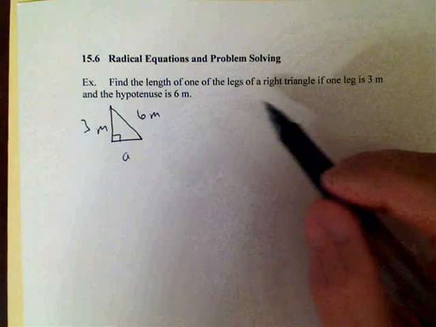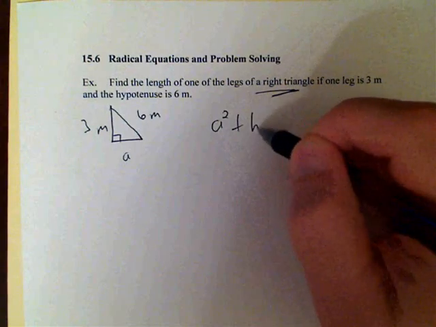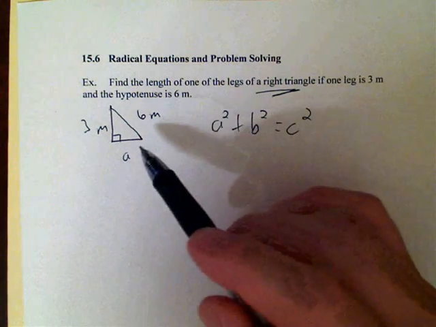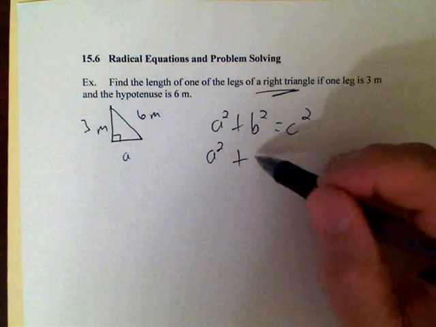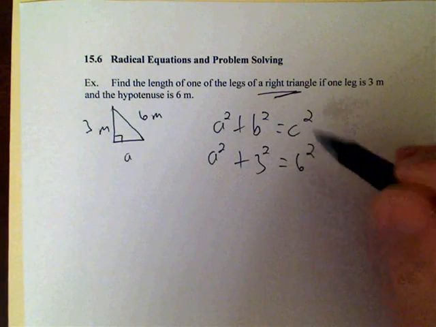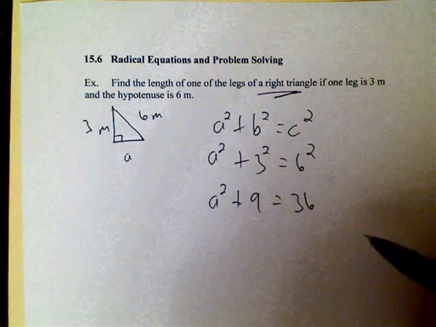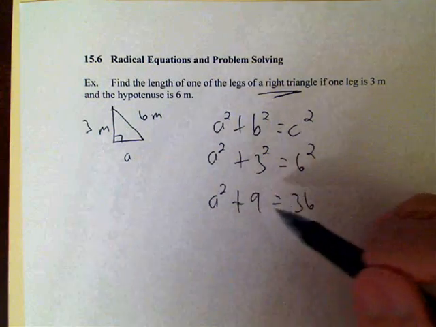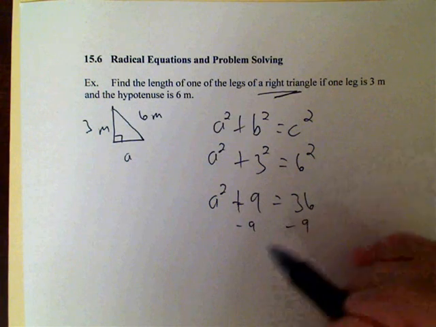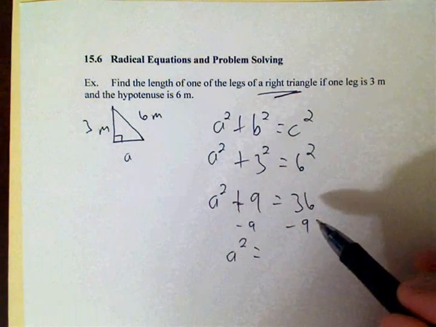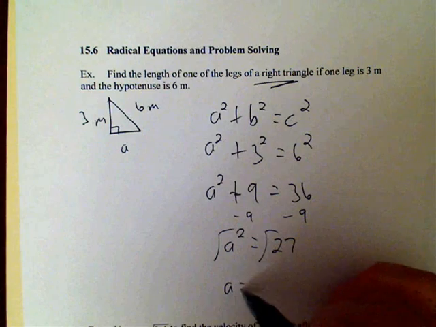Since this is a right triangle, keywords, right triangle, I can use the Pythagorean theorem. Throw in our values. A is our unknown, B is going to be our 3, and C is 6. Do exponents first. Now this is where it differs from the previous example. We're trying to get the A squared by itself, which means we need to move the A over there or eliminate the A by subtracting. And we get A squared equals 36 minus 9 is 27. And then we're going to square root to get A equals the square root of 27.